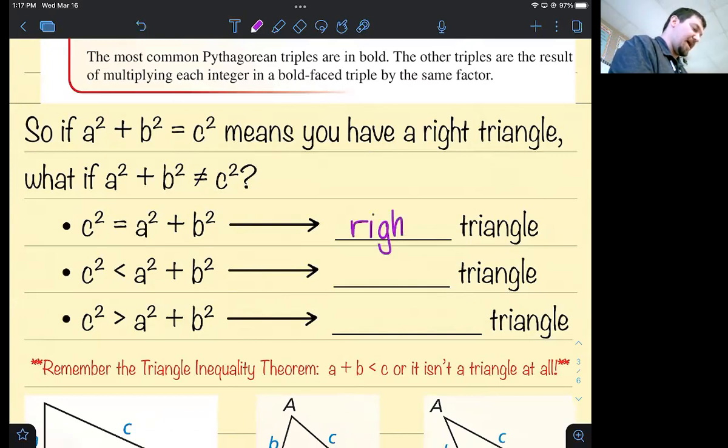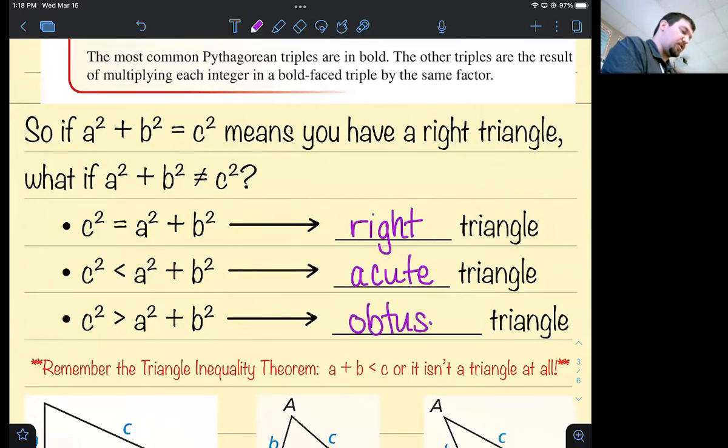So if c squared equals a squared plus b squared, that is a right triangle. That's just the Pythagorean theorem on different sides of the equal sign. I'll show you in a minute why I did that. If c squared is less than a squared plus b squared, then you have an acute triangle. And if c squared is greater than a squared plus b squared, you have an obtuse triangle.